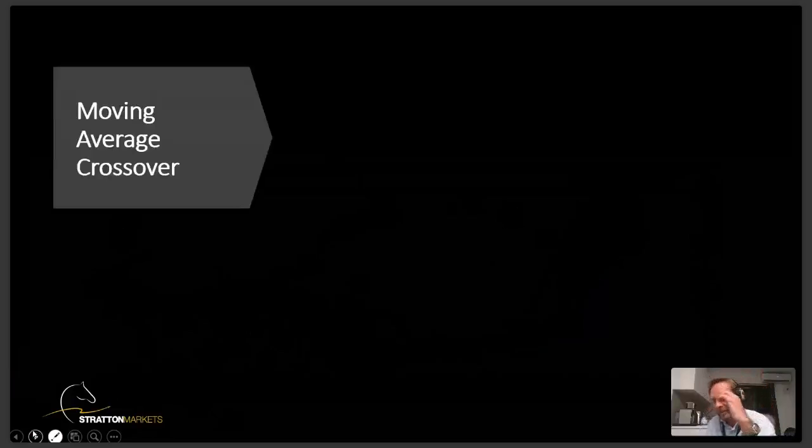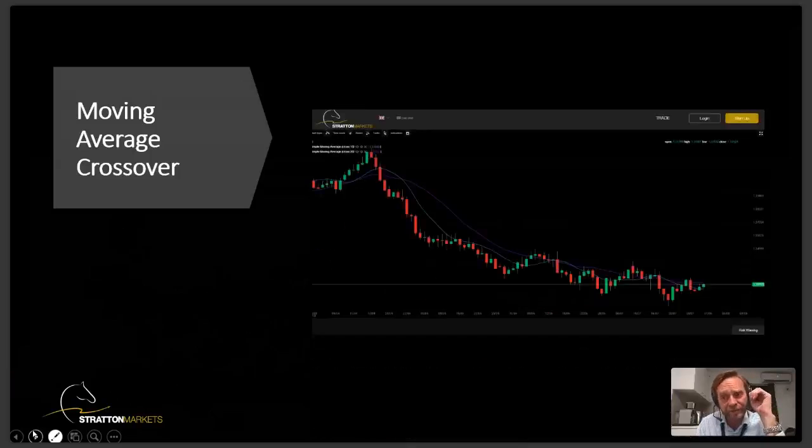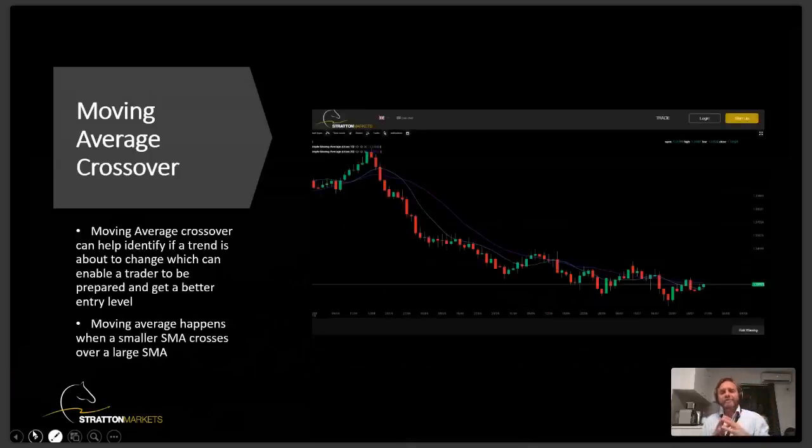Now, there's another theory and another use for this. It's called the moving average crossover. Now, moving average crossover acts like this. A moving average crossover can help you identify if a trend is about to change, which can enable you as a trader to potentially prepare and get ready to maybe enter the market. The MA crossover works when a smaller SMA crosses over a larger SMA.